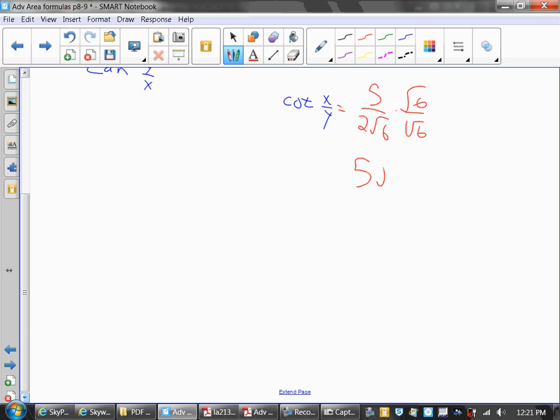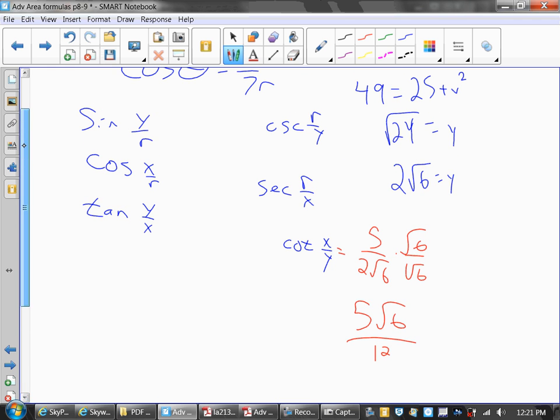So you wind up with 5 root 6 over 12. Remember, square root of junk times the square root of junk is junk. That's where I'm getting 12. You're giving me scrunchy face. I was just getting that falling out. 2, what, root 6 times root 6 is 6. 6 times 2 is? Pretty easy when I see scrunchy face.